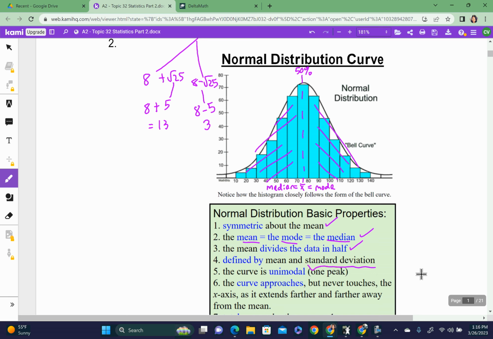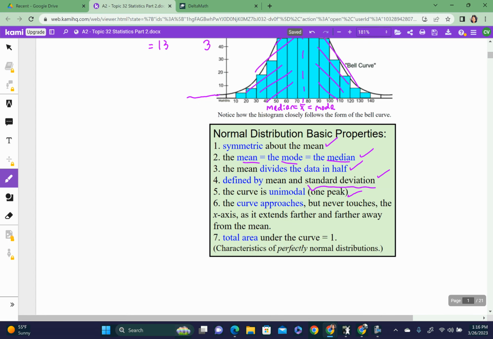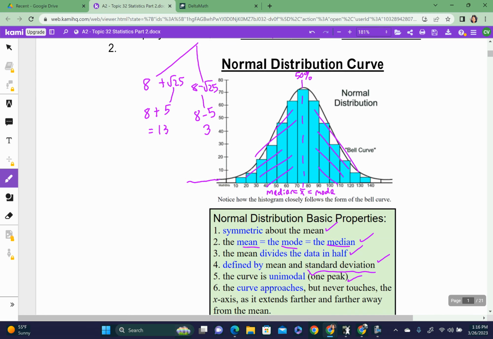The curve is unimodal, which means that there's one peak, right? There's no two humps or two peaks. There's only one. The curve approaches but never touches the x-axis, right? So you see this right here gets really close to the x-axis but never crosses it or touches it. And the total area under the curve is 1, okay?